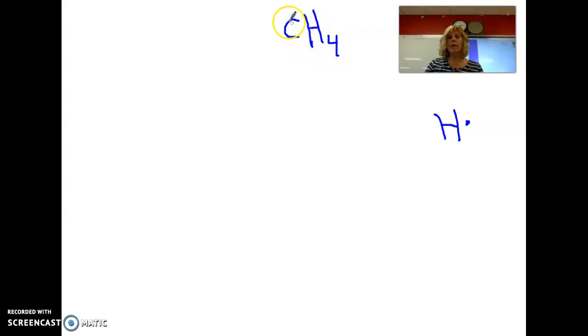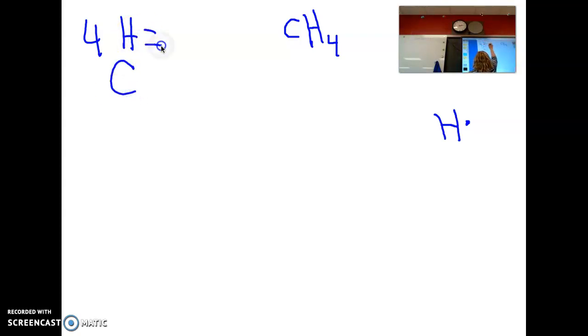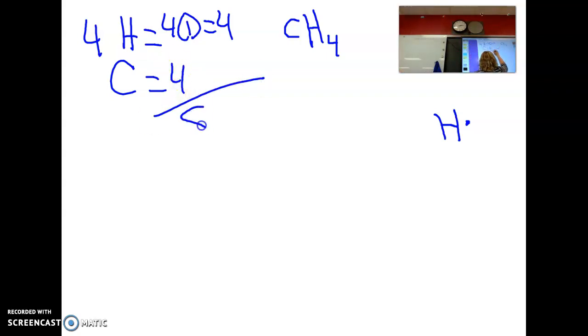Here's, I think, the best method for calculating Lewis structures. I want to first calculate how many valence electrons I have total in this molecule. So I need to know I have 4 hydrogen and 1 carbon. All hydrogens have 1 valence electron, so I have 4 times 1 each, which gives me 4, and then carbon has 4 valence electrons. I have a total of 8 valence electrons here.